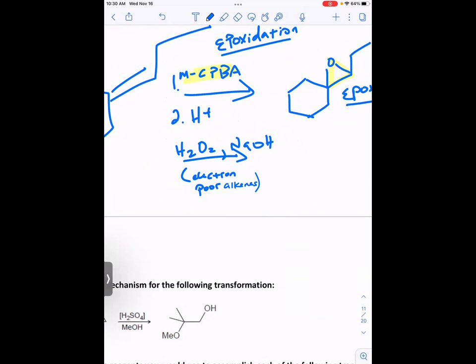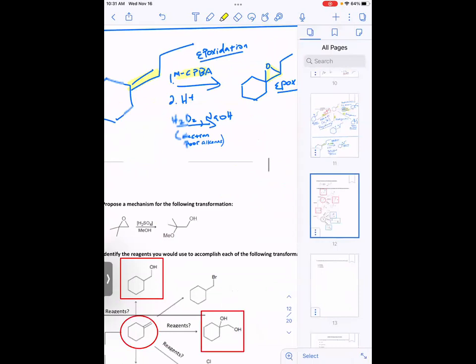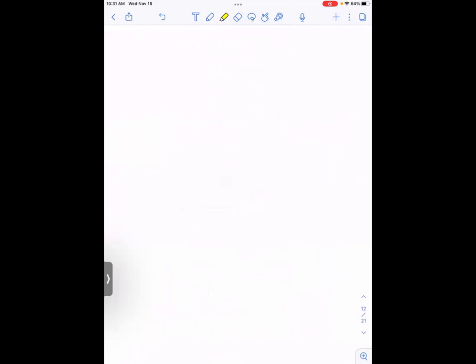Like what am I trying to do? I'm trying to make epoxides. I need a method. So every one of these methods has some specificity to it. If it's electron poor, then I need to use an electron rich epoxidizing agent. If it's electron rich, then I need to use an electron poor epoxidizing agent. So in this case, this alkene would be considered electron rich because it's tri-substituted. So we can use MCPBA. Let's see how this works. I think I sent the epoxidation video yesterday. We're going to go through the mechanism.